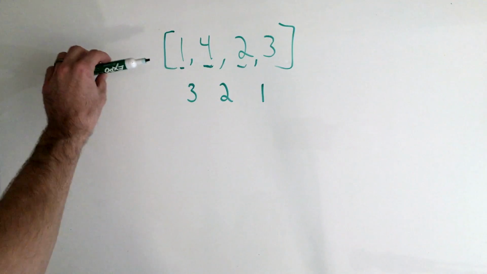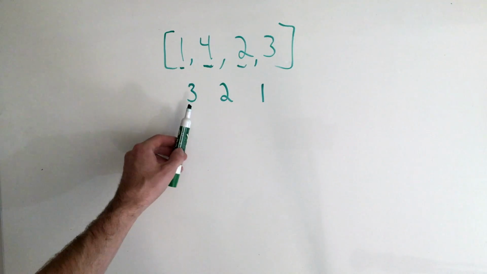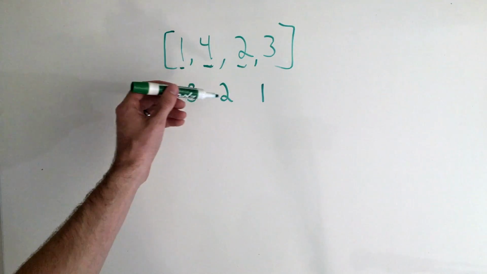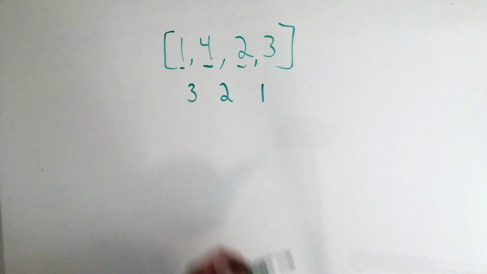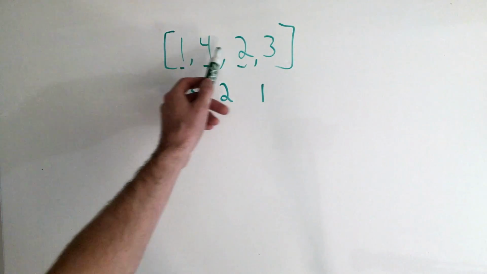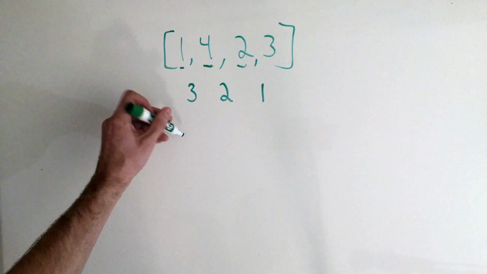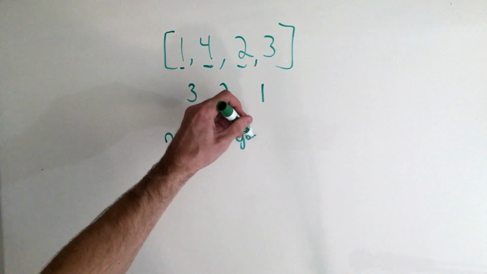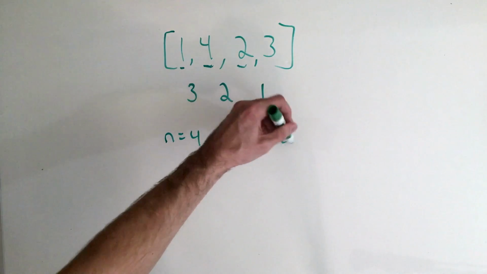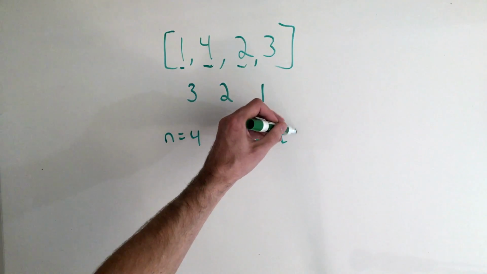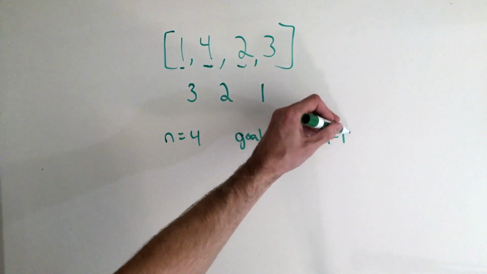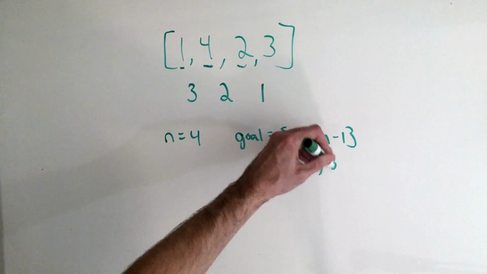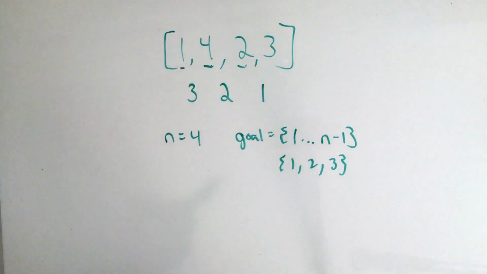So the goal is, given this list, can you create the same set of integers that lead up to n minus 1? So to break that down, we have n is equal to 4 here, right? We have 4 numbers. So n is equal to 4. And our goal is to create a set which is equal to 1 to n minus 1, which is also 1, 2, 3 in this case, because n is equal to 4.